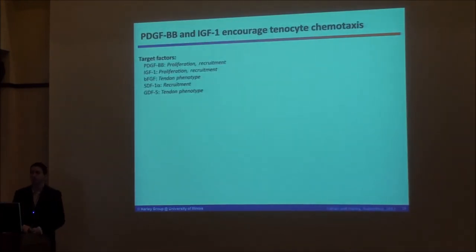And so starting out, we looked at a variety of different factors. PDGF and IGF, we knew, were going to be important for proliferation, cell recruitment, things like that. BFGF and GDF5 were going to be more important for phenotype. And then we also looked at SDF1 alpha as a chemoattractant for encouraging tenocyte and MSC chemotaxis into our scaffolds.